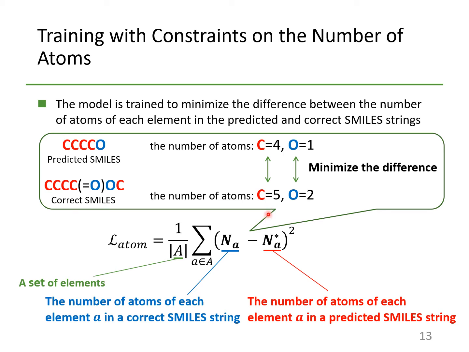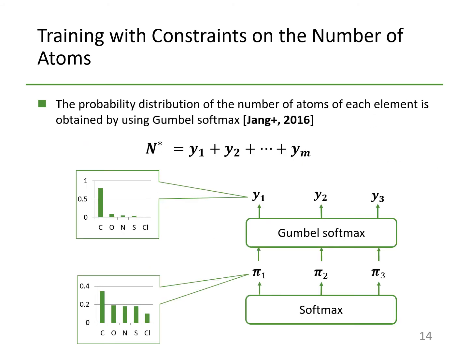The loss function under the proposed constraints is given by this equation. This is the number of atoms of each element in a correct SMILES string, and this is the number of atoms of each element in a predicted SMILES string. The probability distribution of the number of atoms of each element is obtained by using Gumbel softmax.